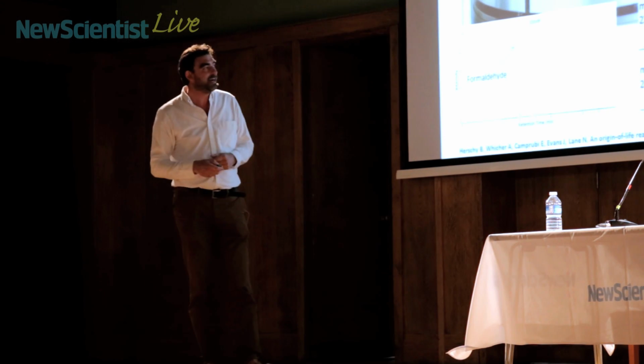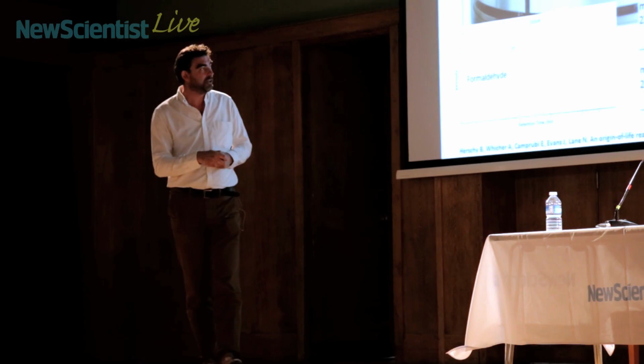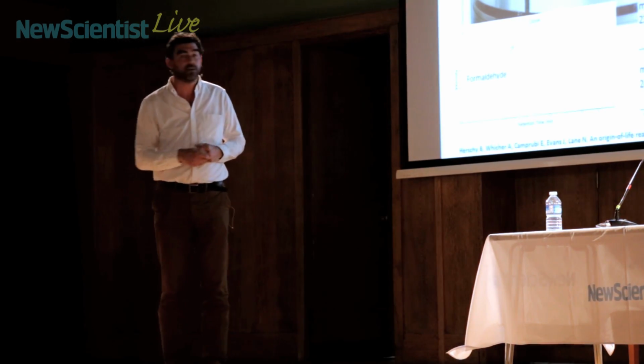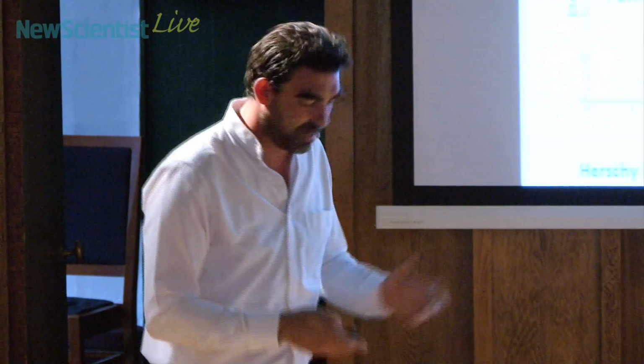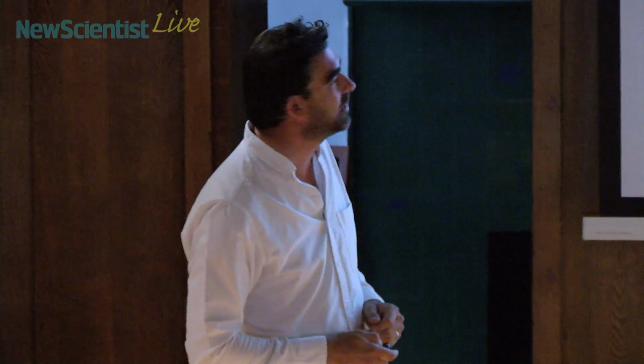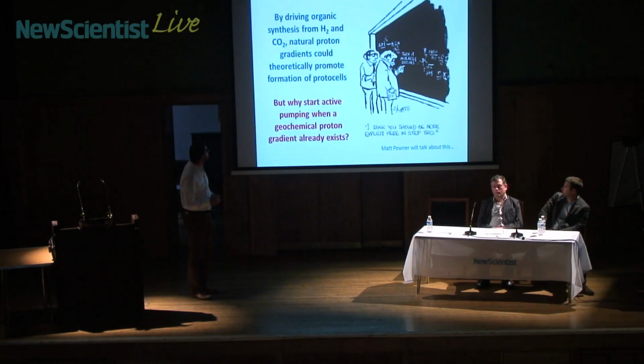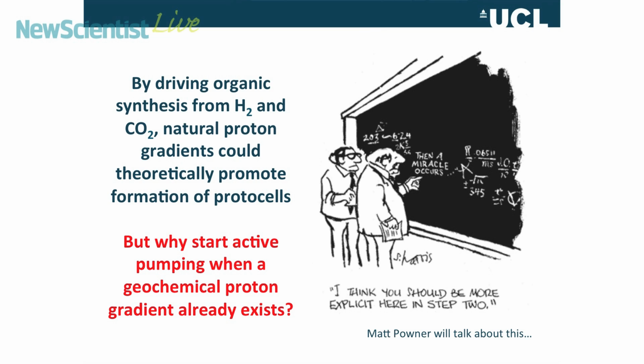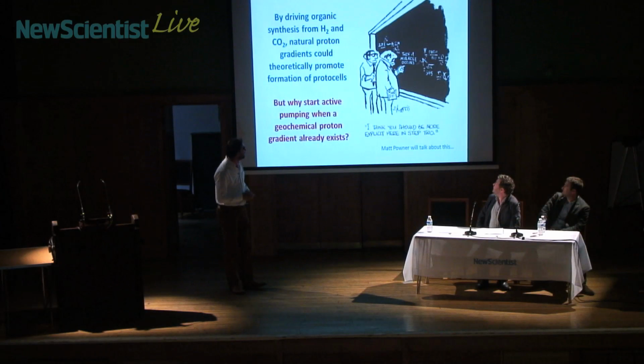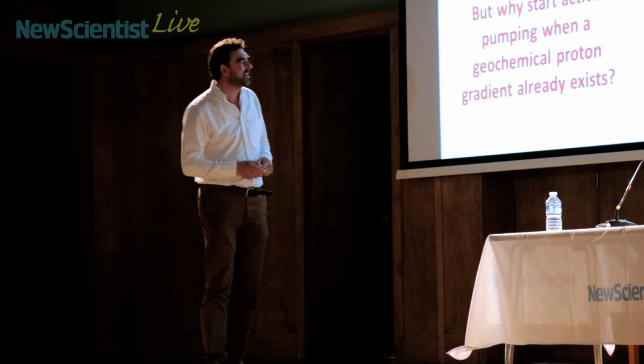Once we've got formaldehyde, it's really remarkably easy to go on under these same conditions to produce things like deoxyribose and ribose. But I'm not going to say more about that now, and Matt will no doubt say a lot more about that kind of chemistry. I'm going to skip through this bit. I was always amused by this cartoon where he's saying, then a miracle occurs here at step 2, and the prof says, I think you should be more explicit here in step 2. So I'm going to leave that to Matt.